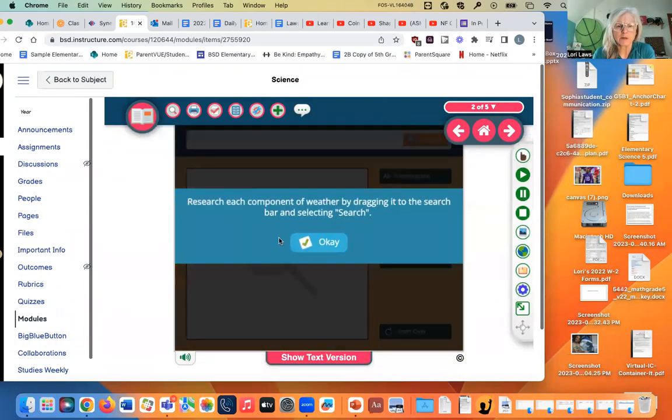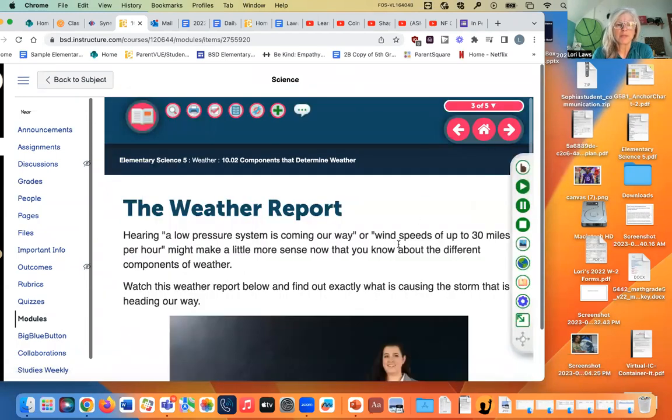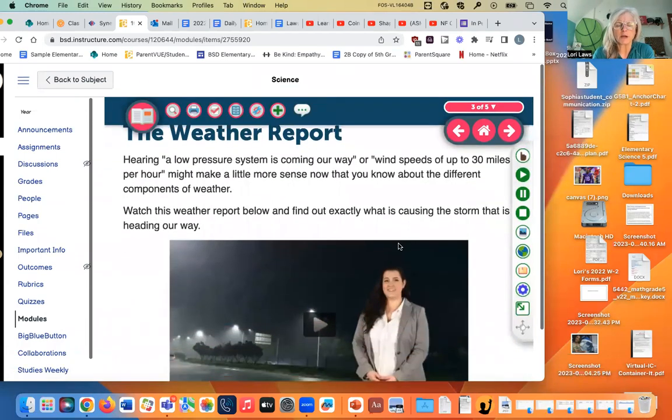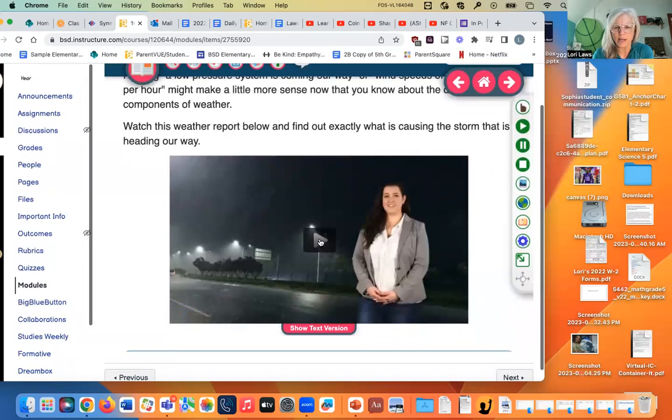I don't know what this is doing. Research each component and drag it into the thing. We already talked about it yesterday, so I don't think I'm going to do that one. Let's move on. Hearing a low pressure system is coming our way, or wind speeds of up to 30 miles per hour, might make a little more sense now that you know about the different components of weather. Watch this weather report below and find out exactly what's causing the storm that's heading our way.